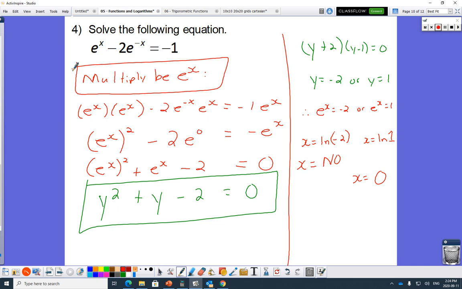Here? This? I just moved that over. There it is there. Anything to the power of 0 is 1. So e to the 0 was 1. Negative 2 times 1 was negative 2, and it's right there. It's good? All this math stuff coming together.